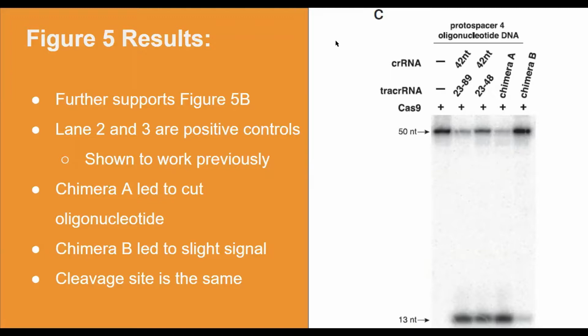In lane 4, we can see Chimera A was implemented, and Chimera A was able to cut the oligonucleotide because the band is at 13 nucleotides. And Chimera B was barely able to cut the oligonucleotide. I think there's a faint band, but for the most part, it was ineffective at cutting. And because the cut bands were at 13 nucleotides, at least for Chimera A, we can conclude that the cleavage site is the same. If it wasn't the same, then the resulting product would be a different length and would appear at a different area of the gel.